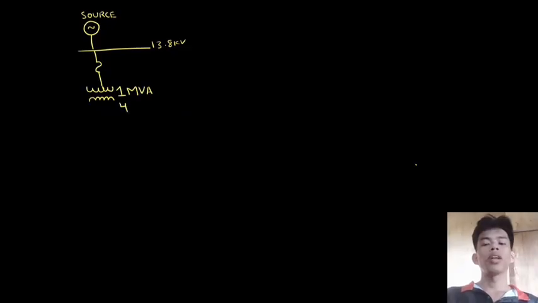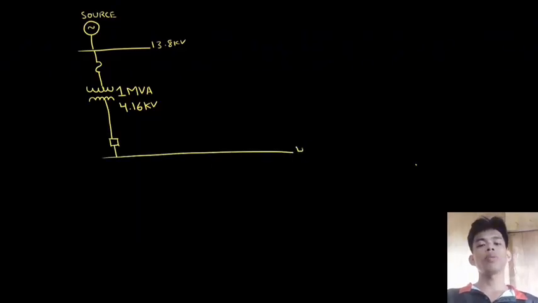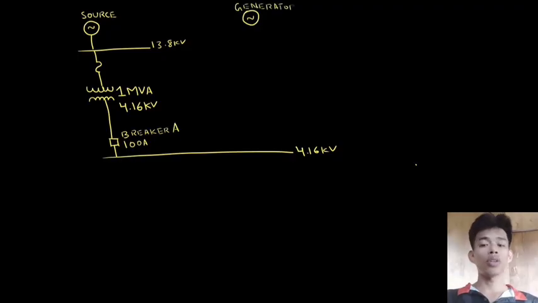We have a utility source generating power at 13.8 kilovolts, which is feeding a 1 MVA transformer. The transformer then steps the voltage down to 4.16 kilovolts, which feeds a downstream 4.16 kilovolt bus. There's also a 100 amp breaker, which we will name breaker A. There's another 4.16 kilovolt emergency generator, which feeds the 4.16 kilovolt bus through a tie breaker.